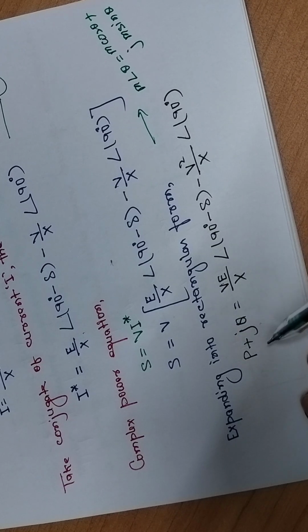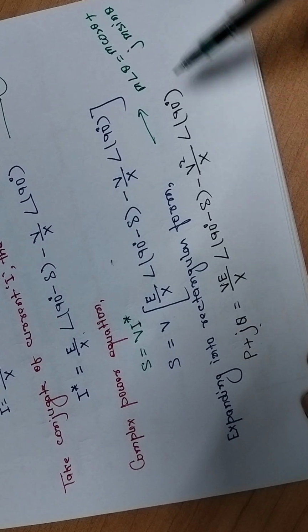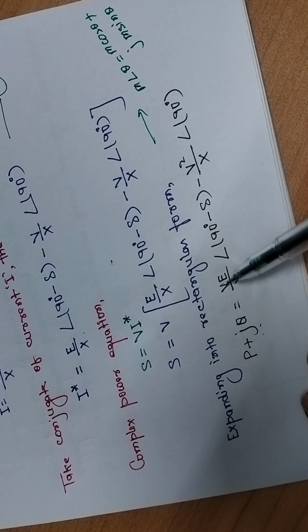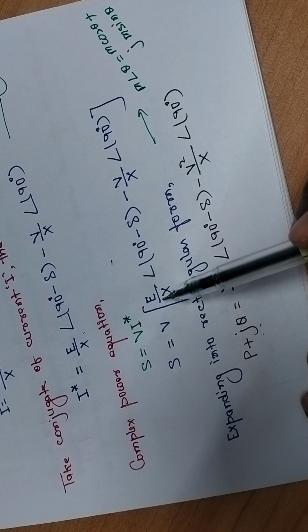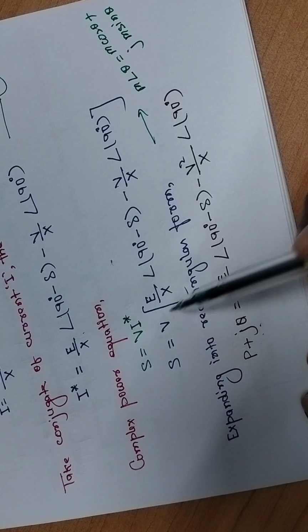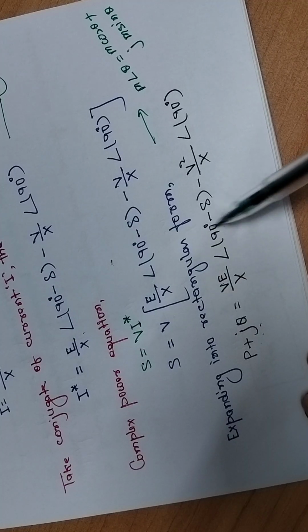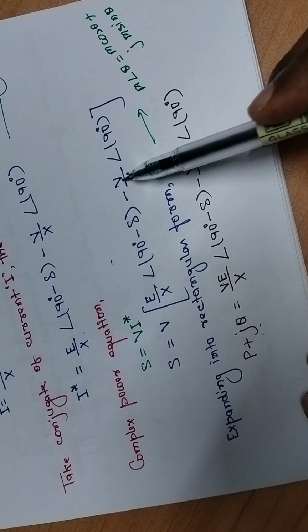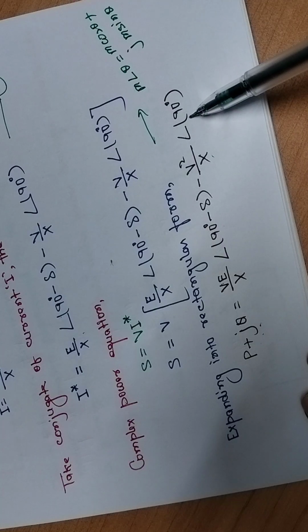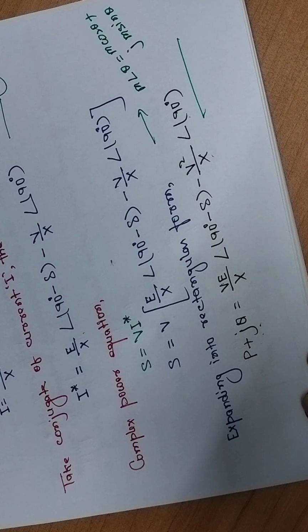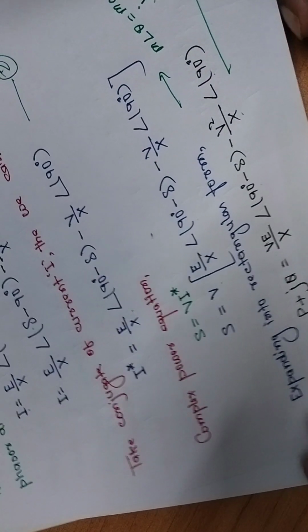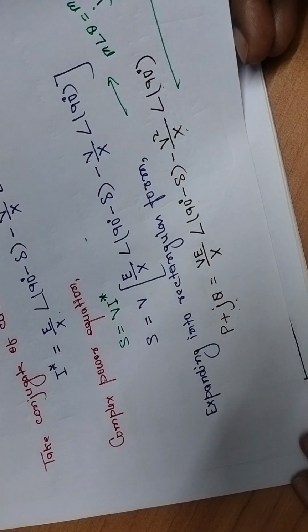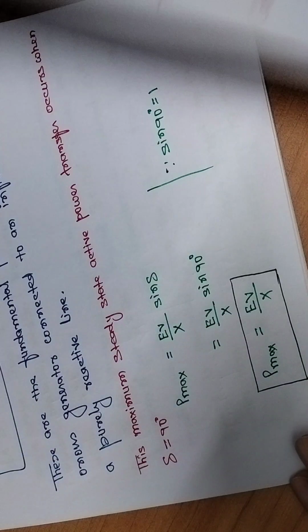When we expand this, S is equal to P plus jQ, from where we have written here, and after that we have to multiply V to the bracket. So VE by X angle of 90 minus delta, V into V square by X angle of 90 degree. So this is the second thing. We got this formula from the above equations.